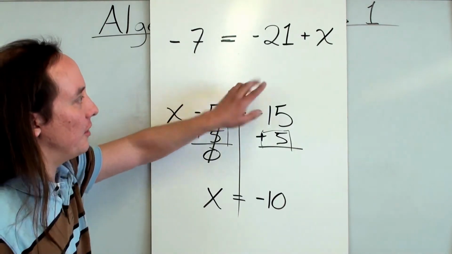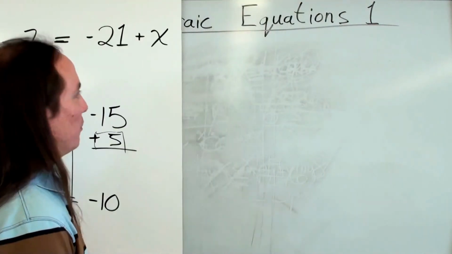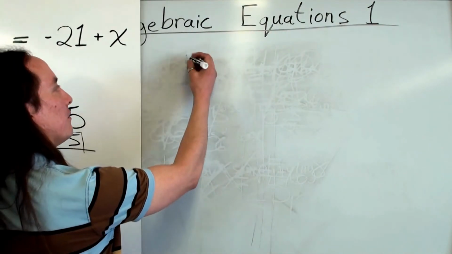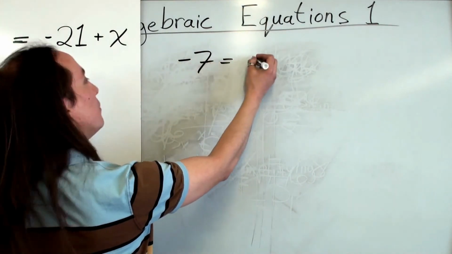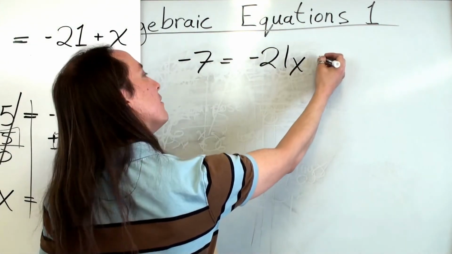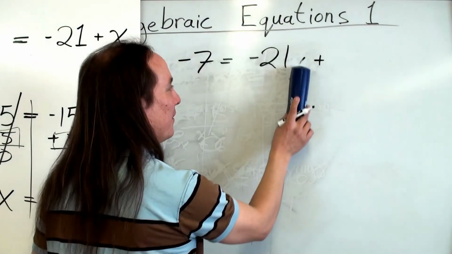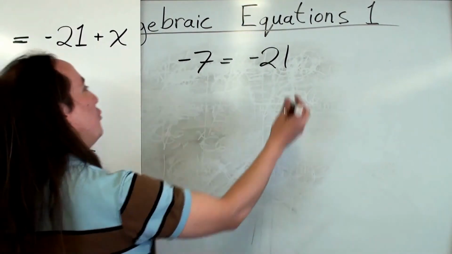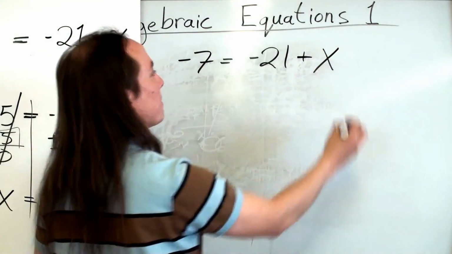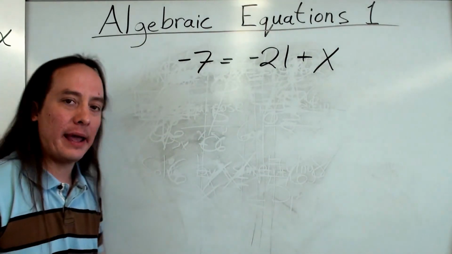I'm going to go ahead and rewrite this one on the bigger board. All right, so we had negative 7 is equal to negative 21 plus x. Oops, sorry. We're not doing that yet. That's video number 2. All right, that was the equation that we had.